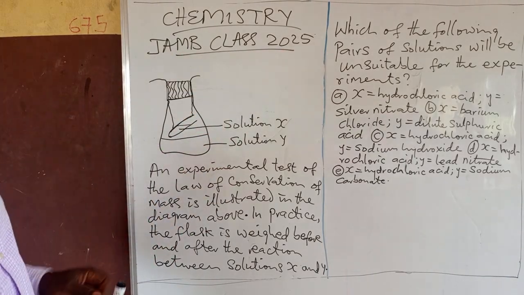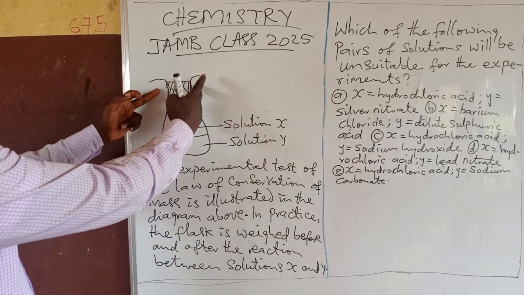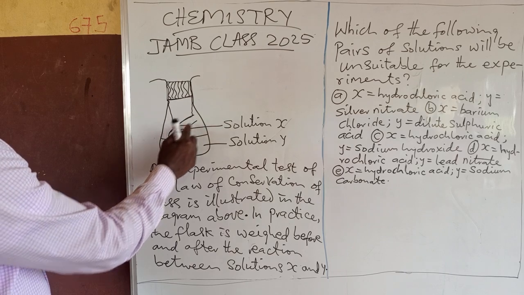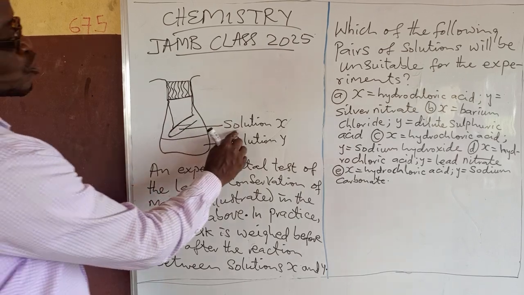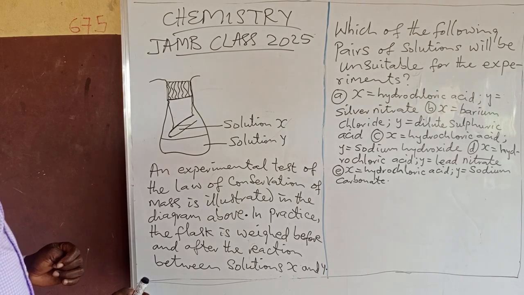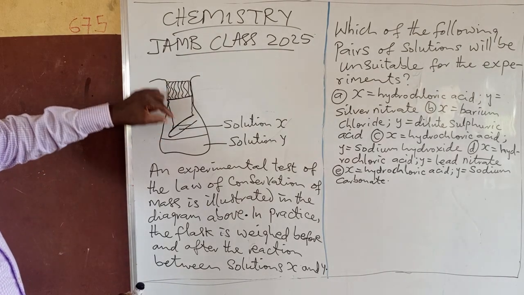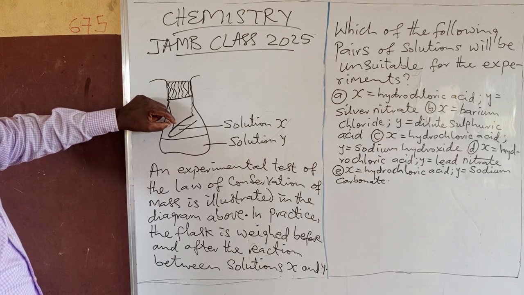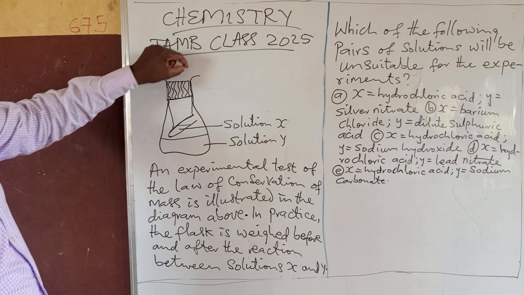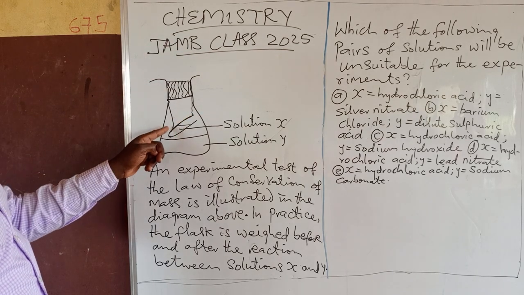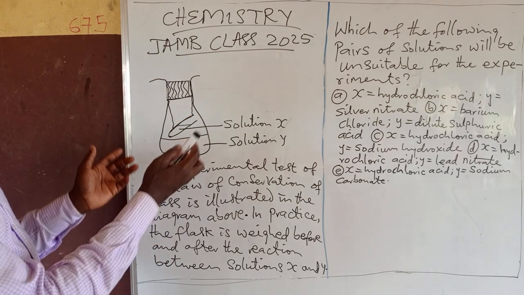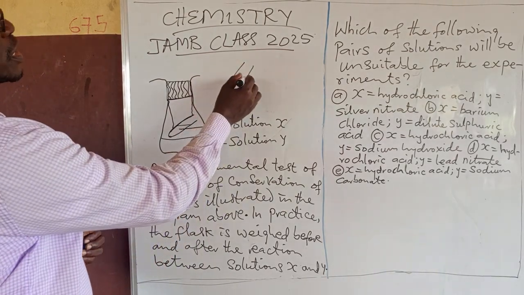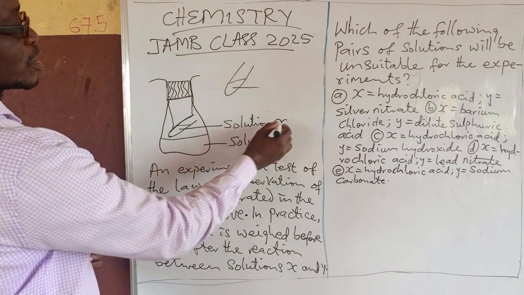So now the question we have: they have given you a conical flask with a test tube suspended inside it that carries solution X. The test tube has two threads holding it, one close to the mouth and one close to the bottom, so that the content will not pour. So this is the content, solution X.